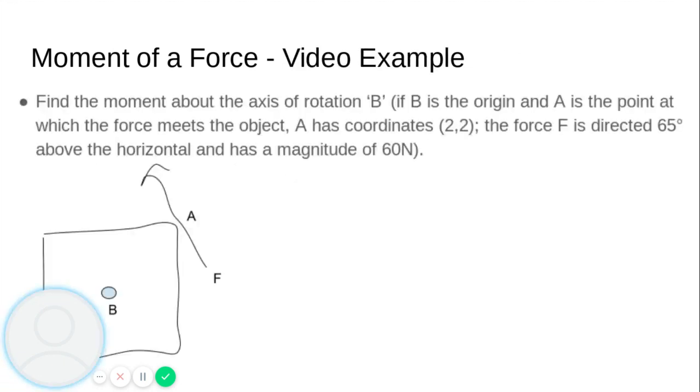So we're going to do a video example, which is just in 2D. We have an object here whose center is B, or at least the axis of rotation is B. If we label B as the origin and A is the point at which the force meets the object, then the point A has the coordinate (2, 2), and the force F is directed along a line of action 65 degrees above the horizontal and has a magnitude of 60 newtons.